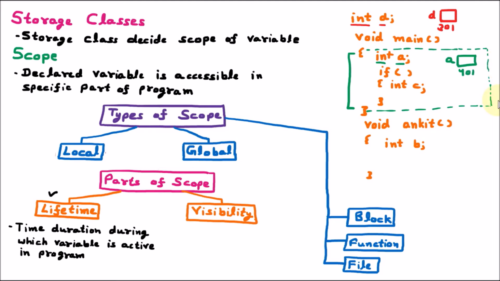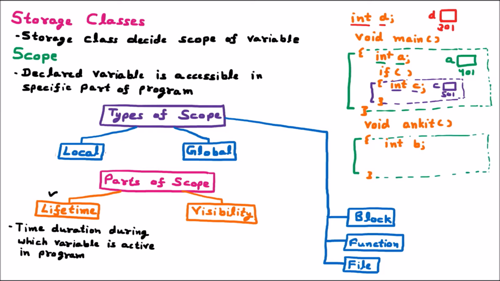Then further, we know that there is one more block, which is the block of if. That means this is the portion of the if. Inside this block, we have int c. So one variable c is declared. We assume that its address is 501. We have one more function here, which is void Ankit. We know that there is a scope, which is the boundary of this Ankit, so I am representing it with one boundary. Here we have declared one variable, which is int b.